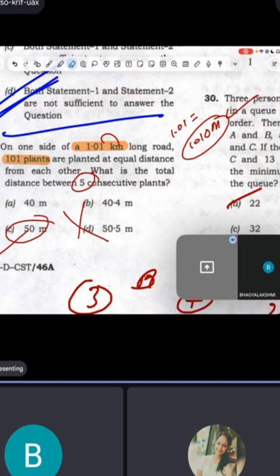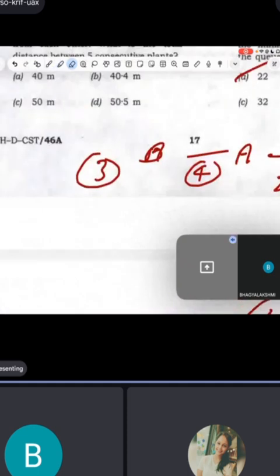So guys, you know what? Always think there is a catch. If UPSC is asking the question, it means there is a catch actually. So let's analyze that.